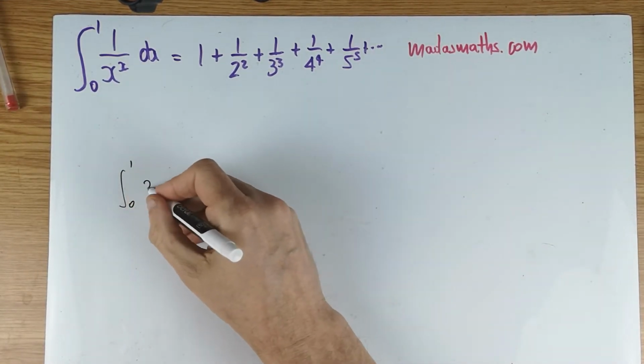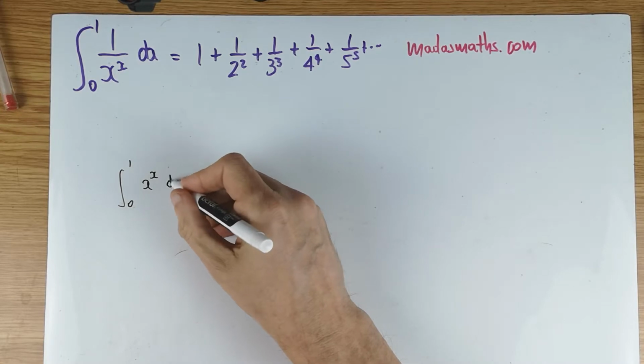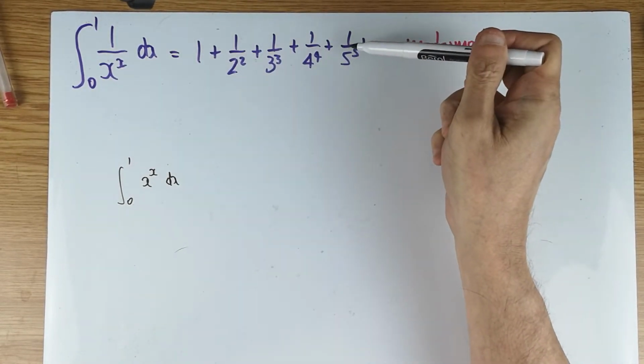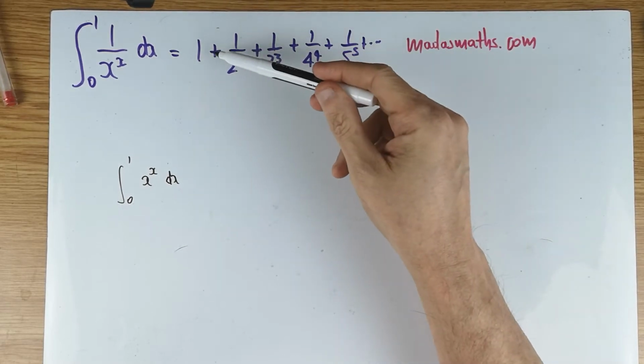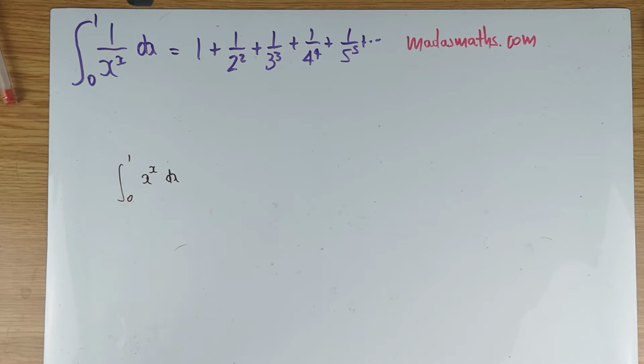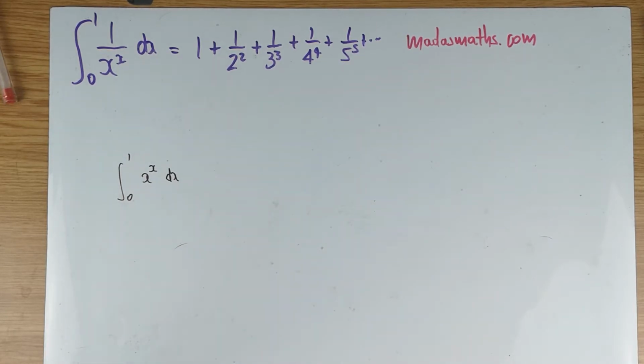The other day I did the integral from 0 to 1 of x to the x dx, and it turned out to be this infinite series. The only difference was it had alternating signs. So I thought to myself afterwards, what happens if I put the x to the x at the bottom? And I got this one, but the workings are practically identical.